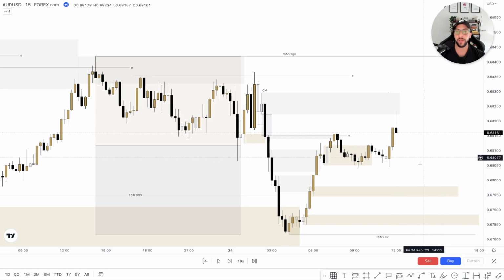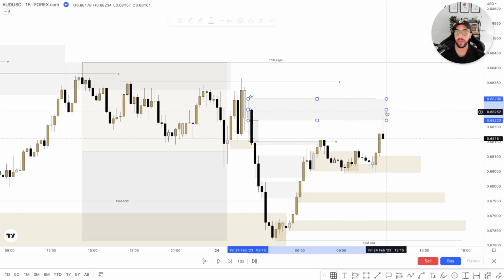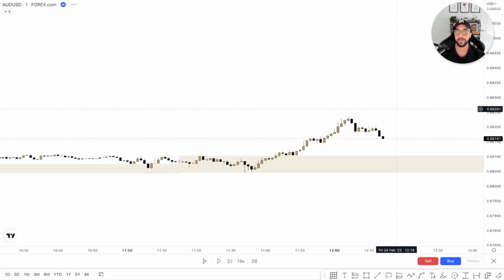here on the 15-minute. So in terms of demands now as well, so we had this one here, which this mitigated and swept below, which then mitigated here. Okay, you can take the bottom wick of this as well and the inside bar. And then we can go down here onto the 1 minute.